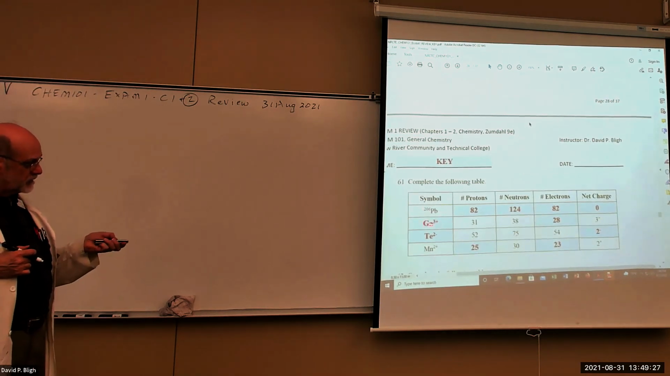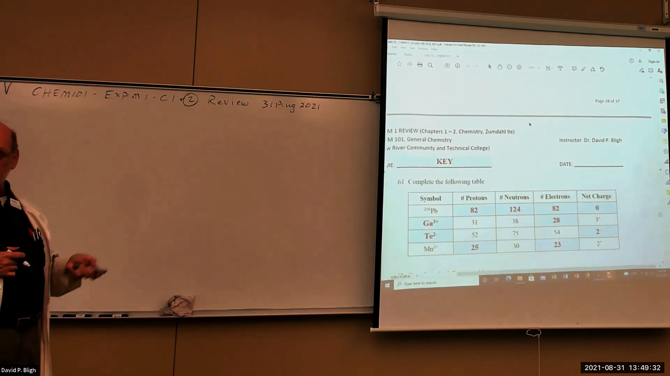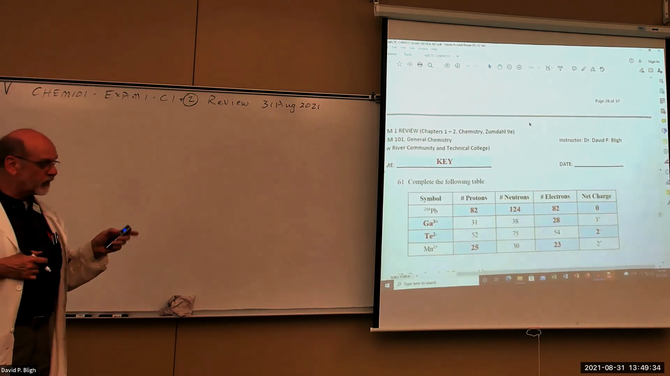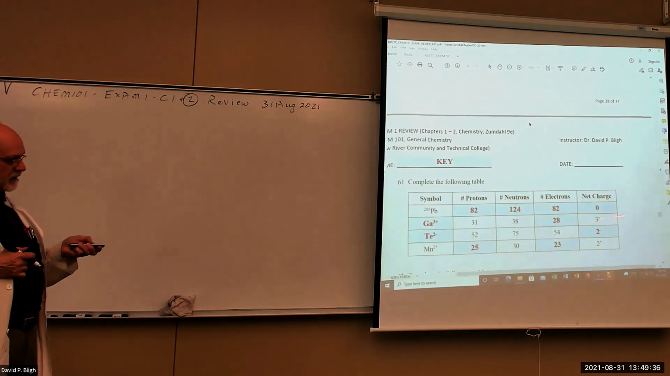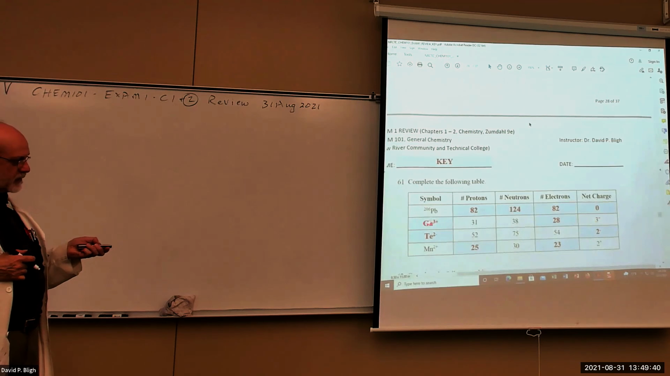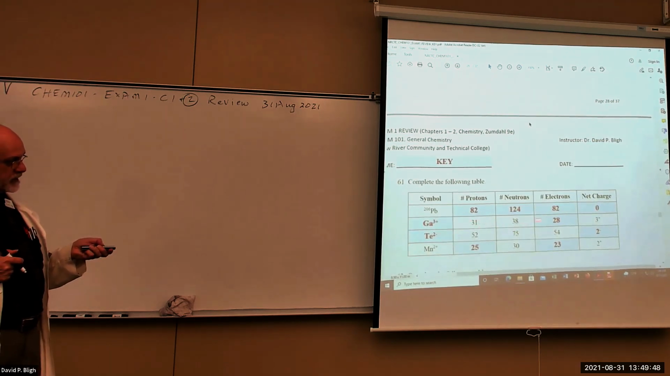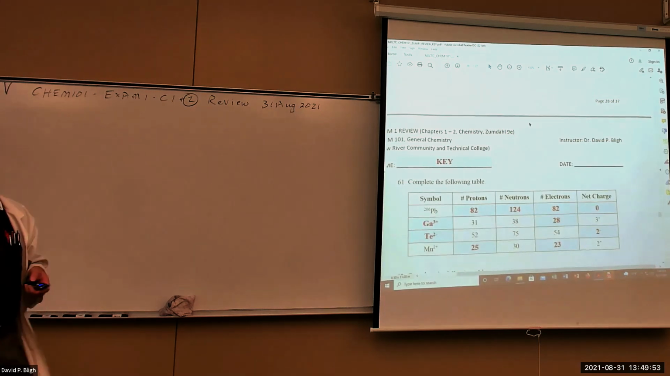This one, gallium 3 plus, 31 is given. So it tells us that's gallium, 31 protons. It also tells us that it's a 3 plus charge. So we say gallium 3 plus. Now, how does it get to be 3 plus? Because we're missing 3 electrons. So 3 from 31 is 28. Number of neutrons was also given.